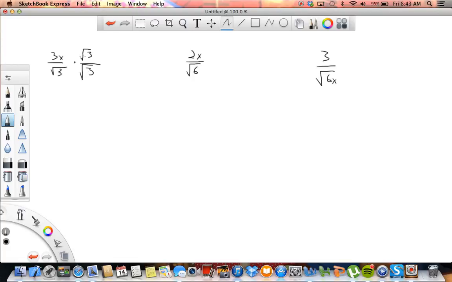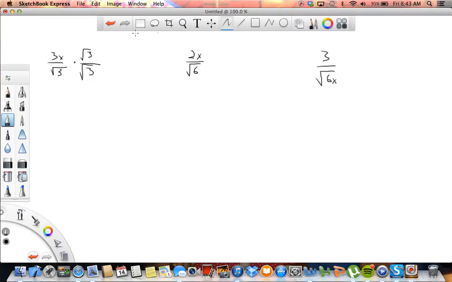Now, why am I allowed to multiply by the square root of 3 over the square root of 3? It looks like I'm just pulling this number out of thin air, and I can just multiply it by whatever I want to do and just change the problem around. I'm not really doing that, actually. If you notice, the square root of 3 over the square root of 3 is the same thing as 1.